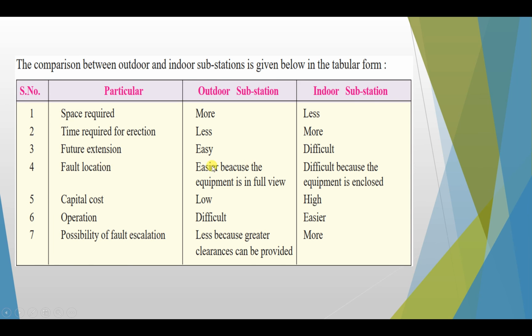Fault location is easier in outdoor because the equipment is in full view, and difficult in indoor because the equipment is enclosed in the indoor substation. Capital cost is low in outdoor and high in indoor. Operation is difficult in outdoor and easier in indoor substation. Possibility of fault escalation is less in outdoor because greater clearance can be provided, and more in indoor substation.